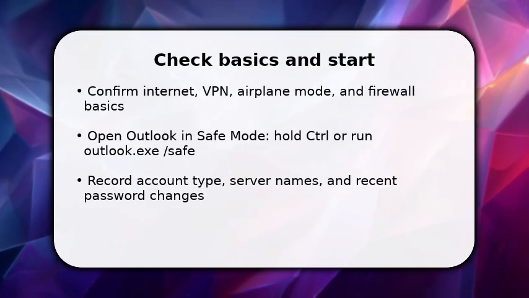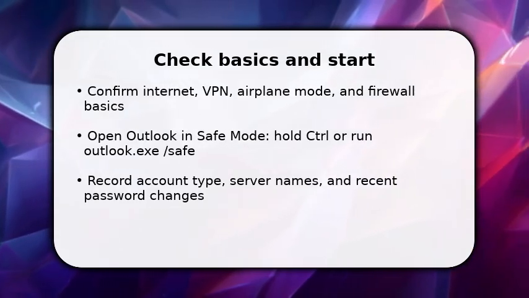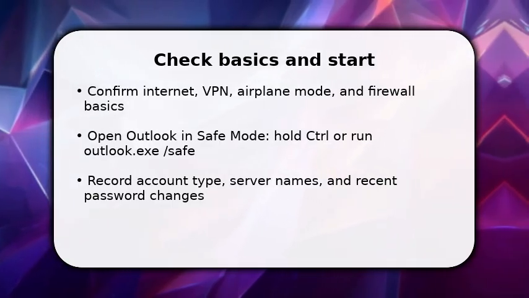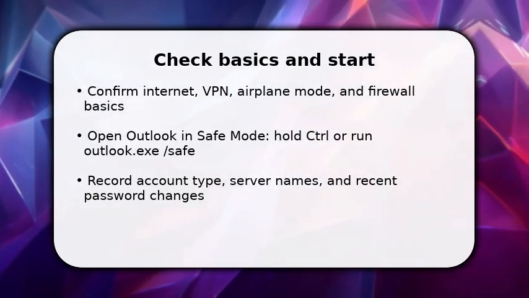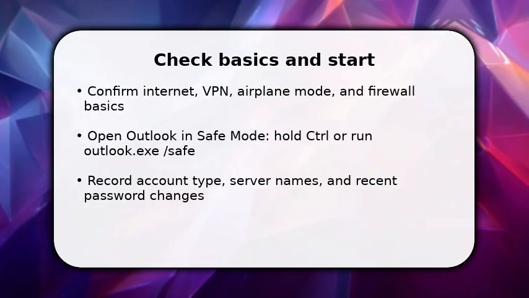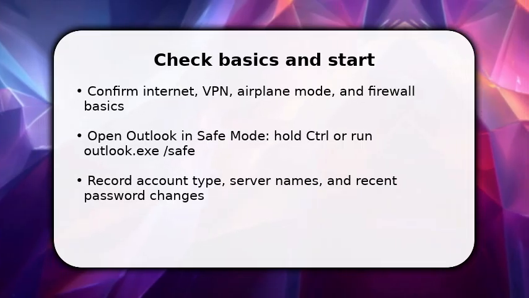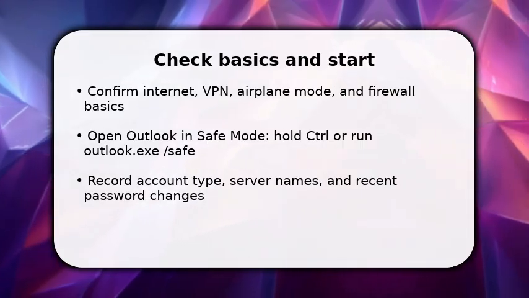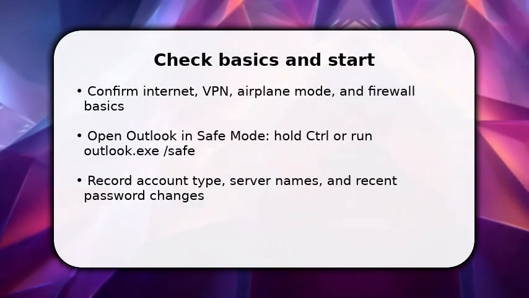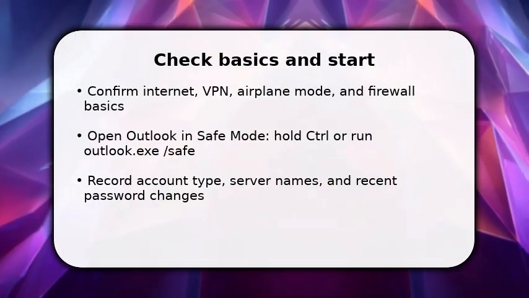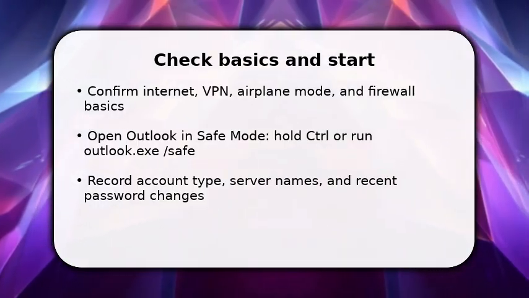Enjoy the video. You begin by verifying essentials so you don't chase ghosts. Check Internet, VPN, and airplane mode, and ensure the firewall isn't blocking Outlook. Once done, launch Outlook in safe mode, hold Control or run Outlook.exe /safe to isolate add-ins. Make sure to note your account type and server details. Record any recent password or policy changes, because those facts guide the next steps and prevent retracing effort later.